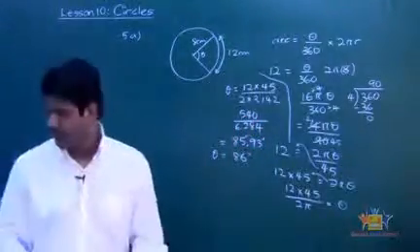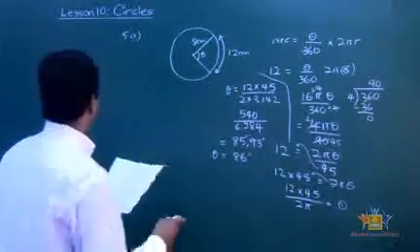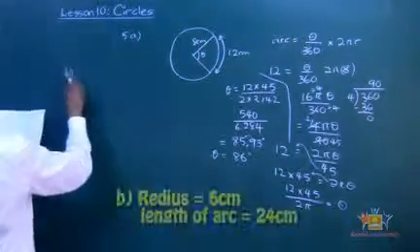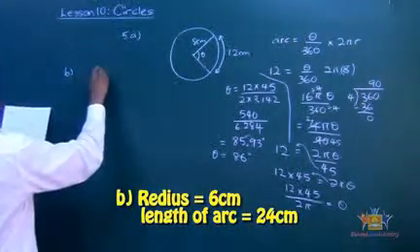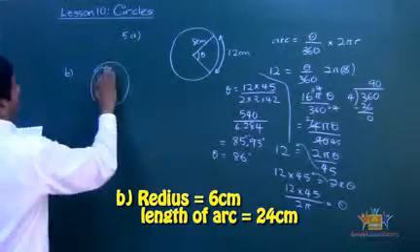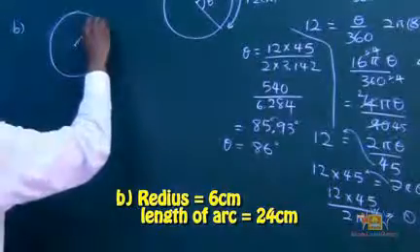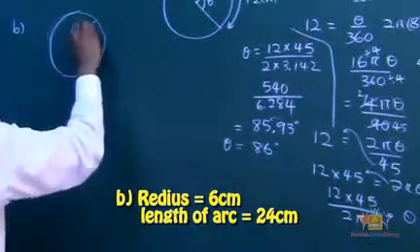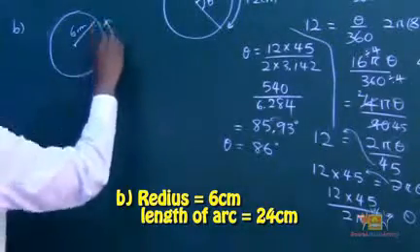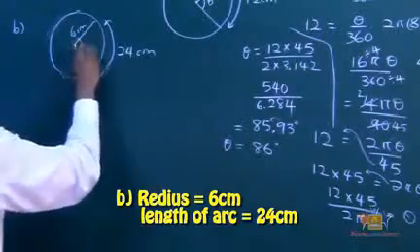All right, let's do problem B. Let's write it right here. In B, you're given again a circle. In this case, they give you the radius and the arc. Let's put the circle right there and the center right there. The radius was given as 6 centimeters, and you're given the arc length, 24 centimeters. And we want to find this angle.